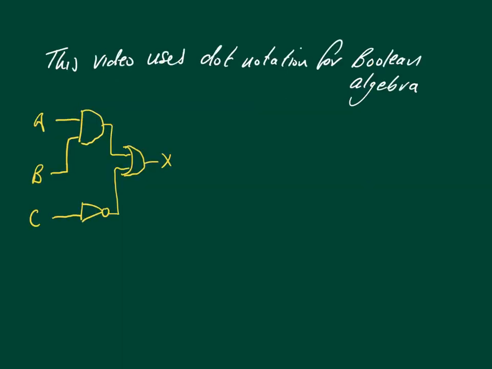So as I said, this video uses dot notation for Boolean algebra. If we look at an example logic circuit, we can write the yellow circuit out as A dot B plus the negation of C. And remember, the dot means it's A and B. The plus means it's an OR. And that negated C means it is not C.